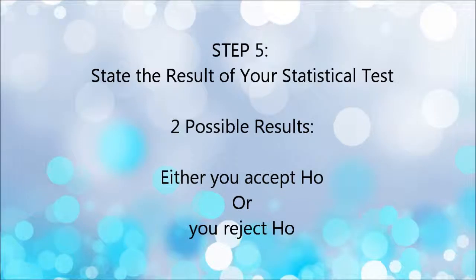Step 5. State the result of your statistical test. There are 2 possible results when you use the one-group t-test. Since the absolute value of t that you found in the t-test formula is less than the critical value in the t-table, you accept the null hypothesis. Or, since the absolute value of t that you found in the t-test formula is greater than the critical value in the t-table, you reject the null hypothesis, and accept the alternate hypothesis.